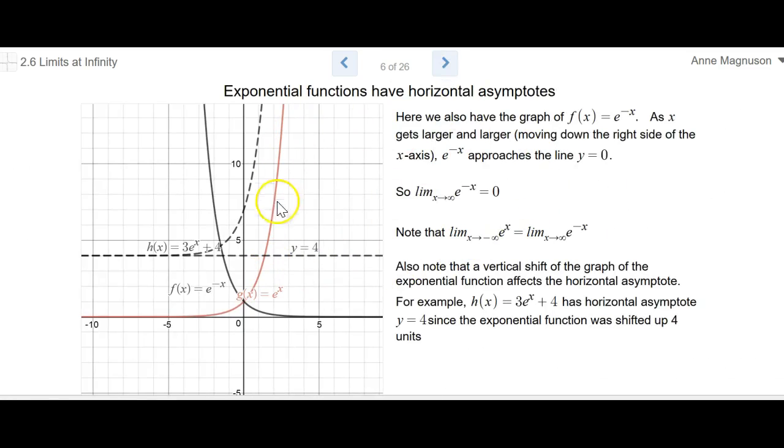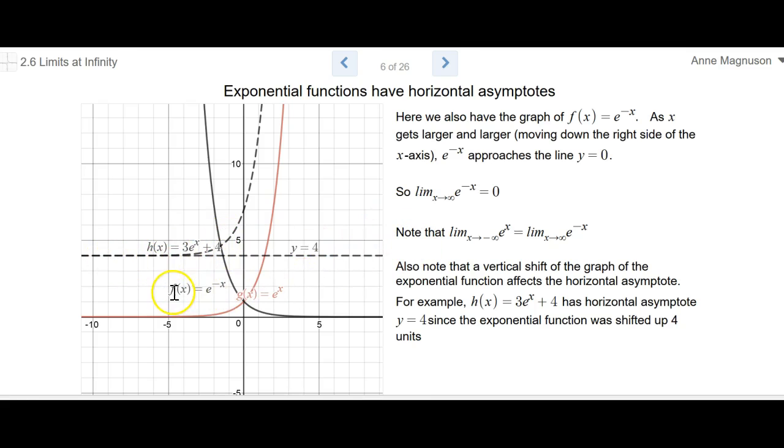So here are a couple of transformations of the exponential function. So this graph is e to the x. This dashed graph is 3e to the x plus 4. And you can see that, recall, what that plus 4 does is it takes the graph and shifts it up 4. So it makes sense that that is now the horizontal asymptote.